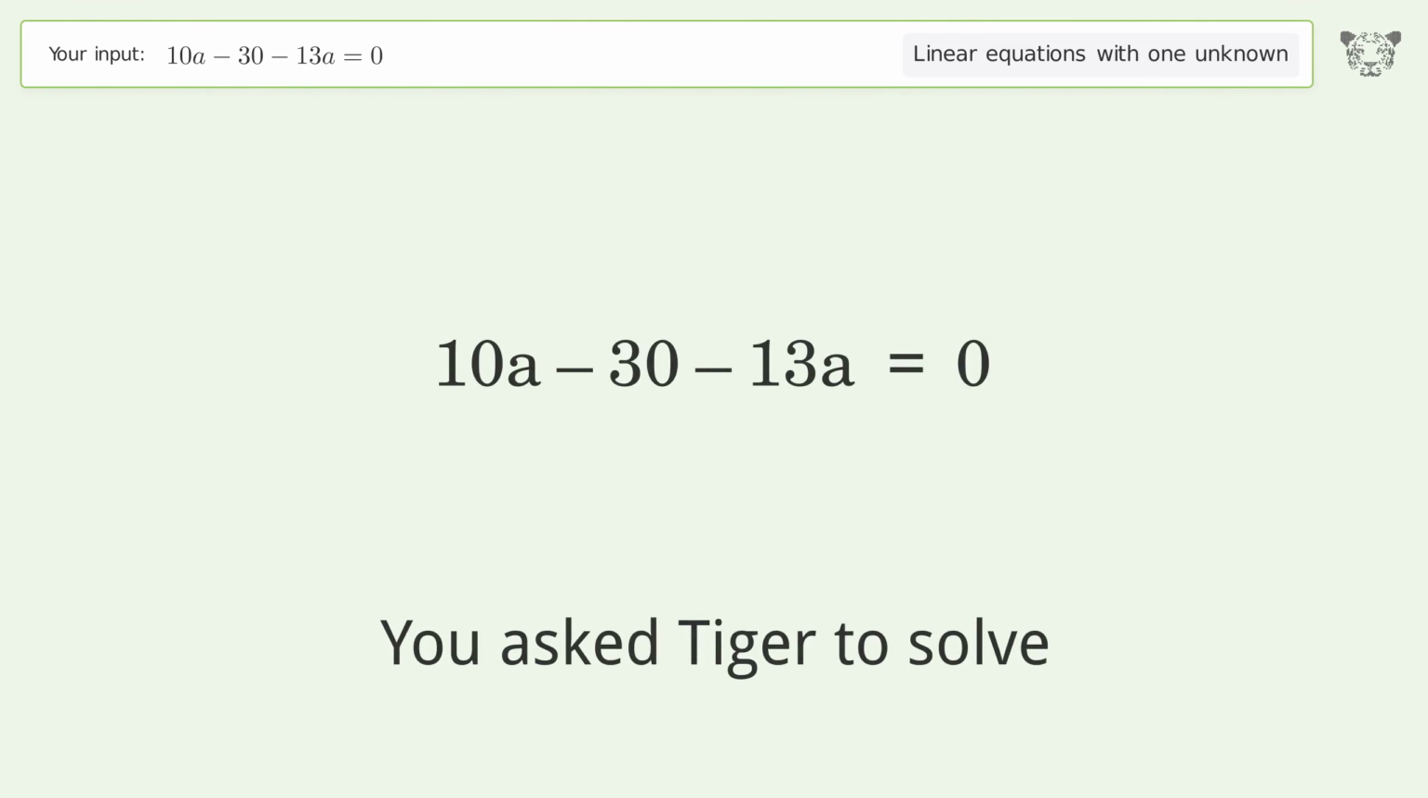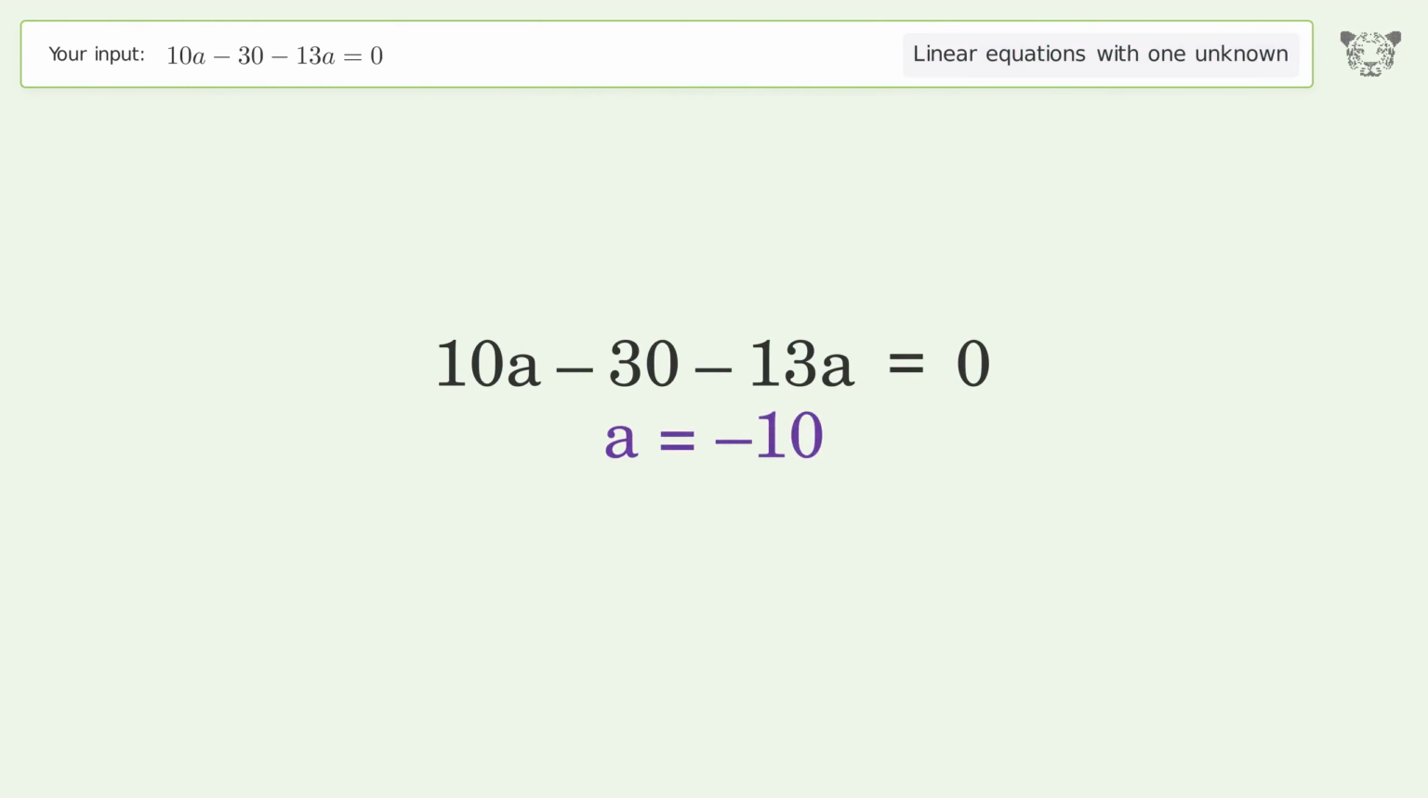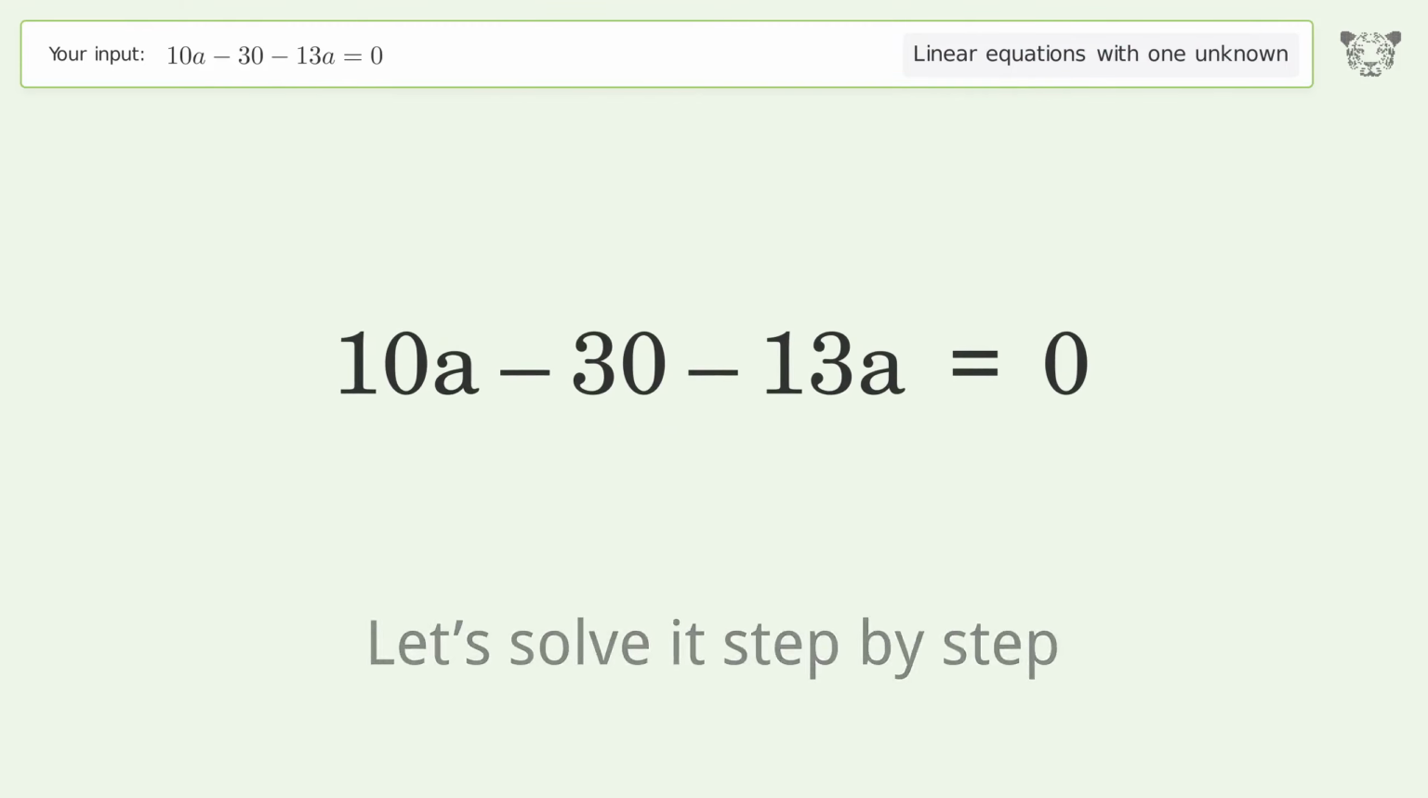You ask Tiger to solve. This deals with linear equations with one unknown. The final result is a equals -10. Let's solve it step by step.